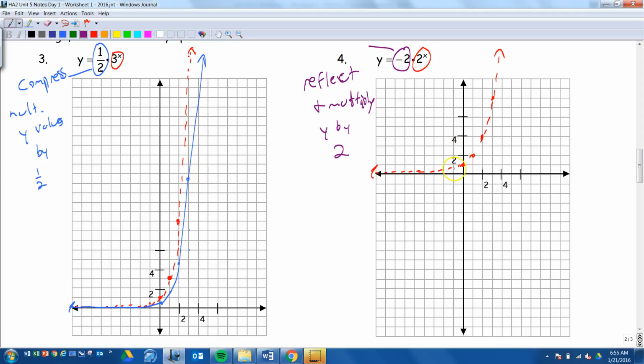So that means this point is at 1/2. It flips over and multiply by 2 becomes 1. This point's at 1. It flips over, multiply it by 2. It's now 2. This one's at 2. Double it. It's now 4. This one was at 4. Flip it over. It's at 4. Now double it. It's now at 8.